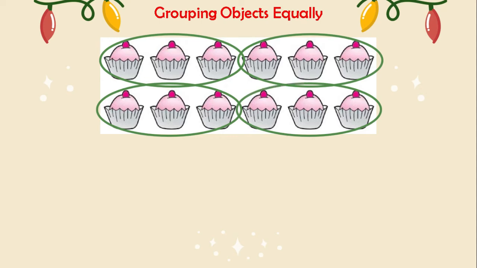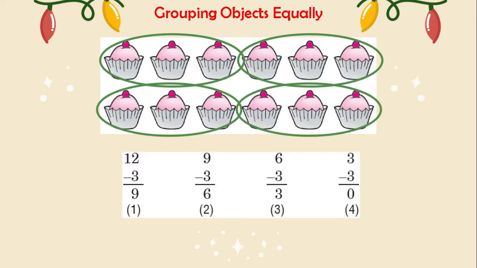But we can also show it with repeated subtraction. We're just going to subtract 3 from 12 until we get the difference of 0. Then we're going to count how many subtraction sentences we have, and that will be our answer. 12 is the total number of cupcakes. If we deduct 3, the first difference will be 9. That's the first subtraction sentence.